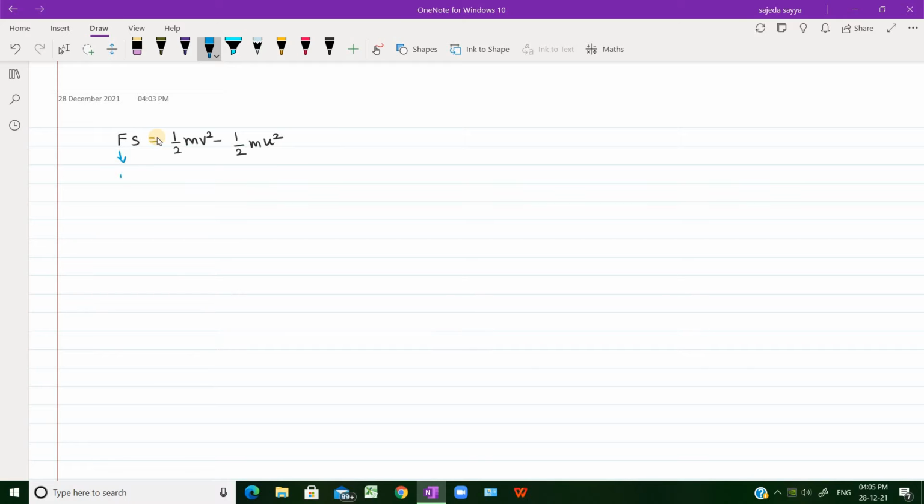This is force, S is displacement, this is final kinetic energy, and here it is initial kinetic energy.